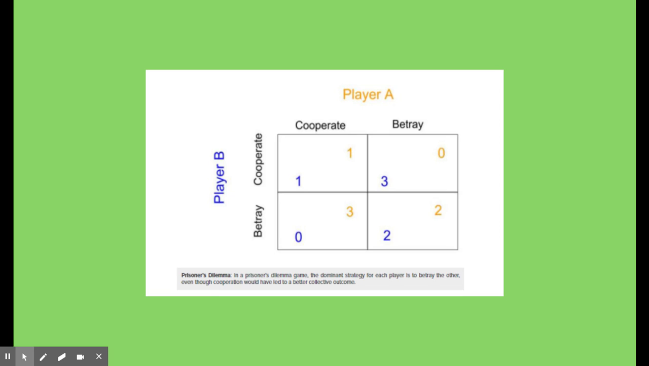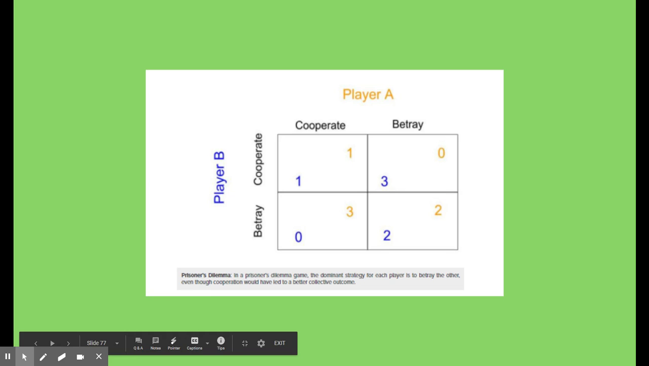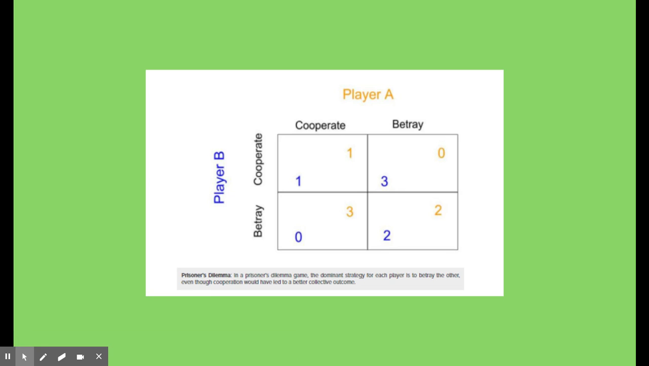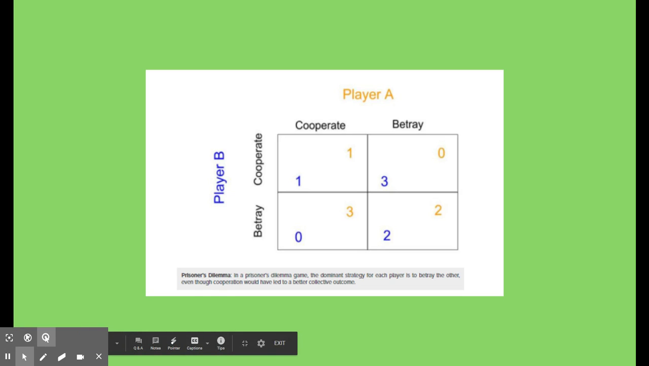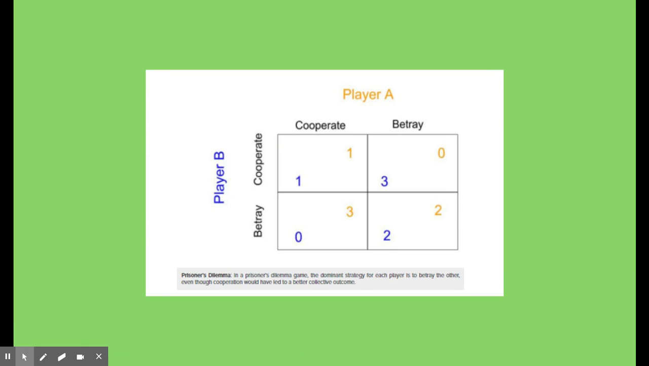And one of the economic theories that points out why the different oligopolistic members won't cooperate with each other is because of the prisoner's dilemma. In a prisoner's dilemma game, the dominant strategy of each player is to betray each other, even though cooperation would have led to a better outcome. So the prisoner's dilemma is a specific type of game in game theory that illustrates why cooperation may be difficult to maintain. In the game, two members of a criminal gang are arrested and imprisoned.